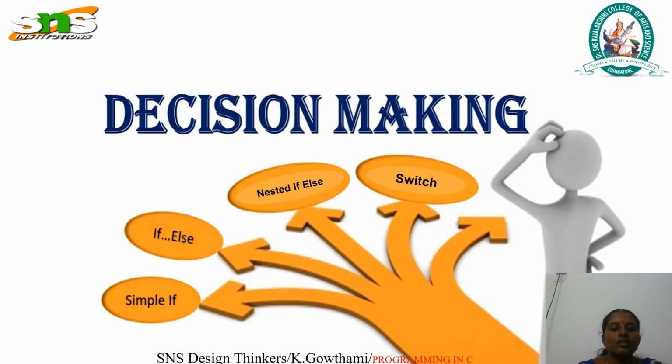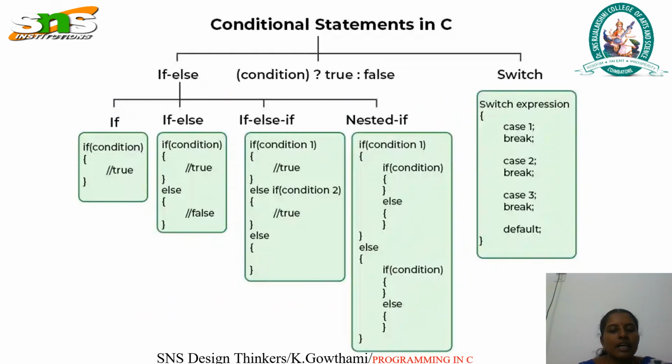This is the mind map for the decision making statements: simple if, if else, nested if else, switch. There is another if else statement, the ladder if, also a type of decision making statement. In the slide, we explained the syntax of the decision making statements. If else has types: if else, if else if, nested if. The if else if is otherwise called the ladder if else statement.